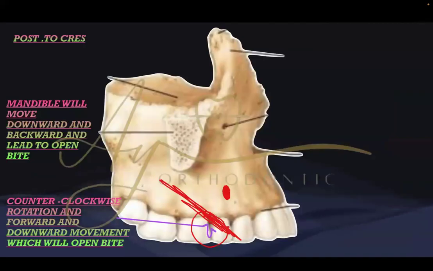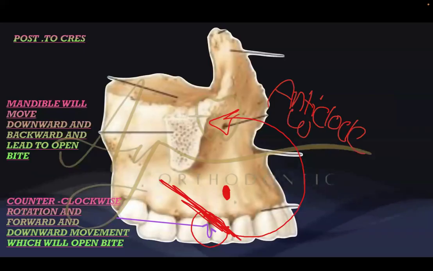So what will happen? At the moment, it's going to rotate the maxilla in what? In anti-clockwise, right? Leading to upward rotation of the maxilla and opening the bite. And also, it will give me the downward and forward movement of the maxilla. Downward and forward movement, okay? Is it clear?